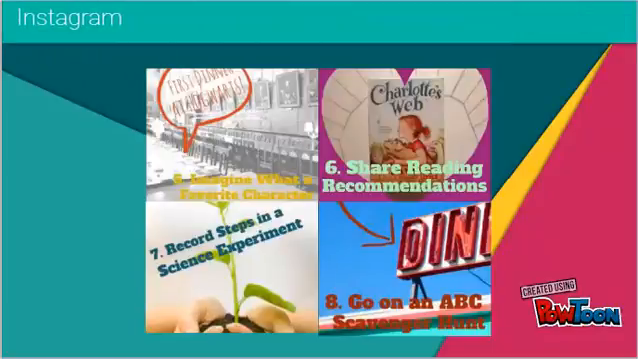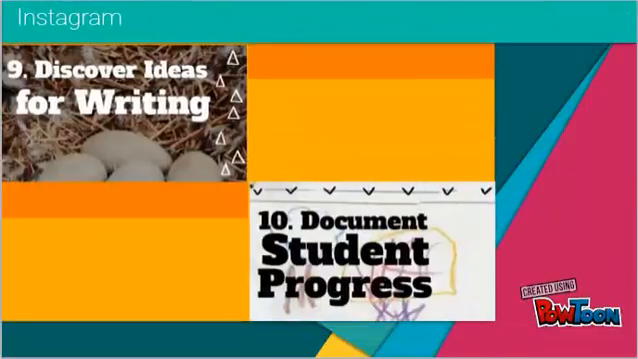The next ways are number 5, we would imagine what a favorite character would tweet. Number 6, we could share reading recommendations. 7, we could record steps in a science experiment. 8, we could go on an ABC scavenger hunt. 9, we could discover ideas for writing. And 10, we could document students' progress. So again, I will also share a link at the end underneath the Instagram portion that not only helps you get started with Instagram, but also elaborates on these 10 ideas.